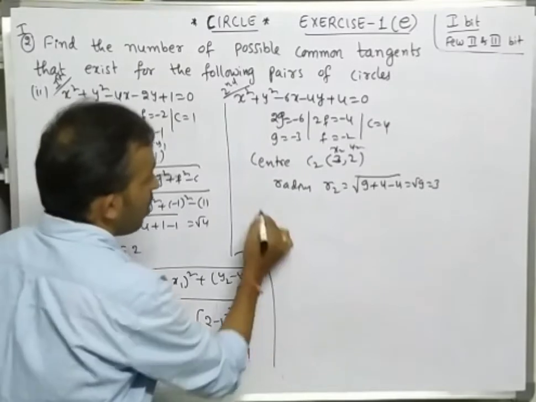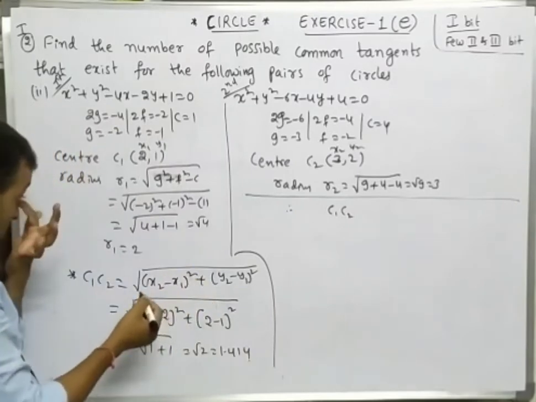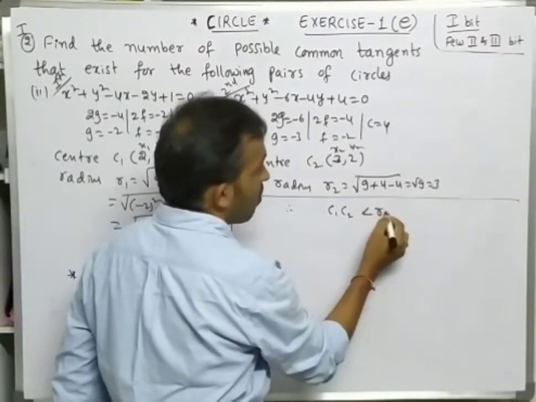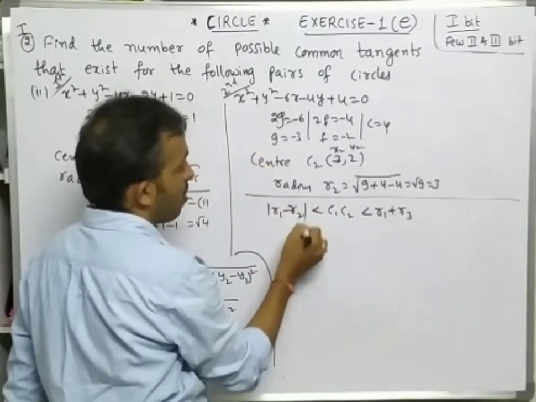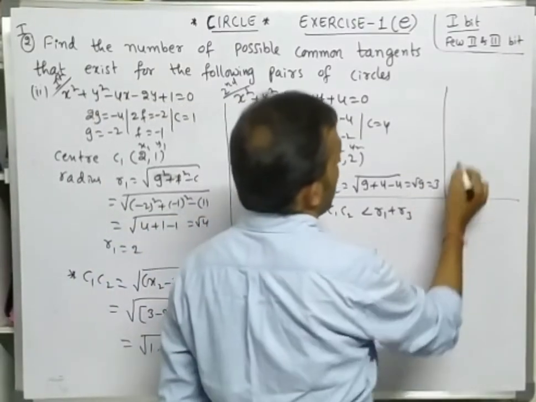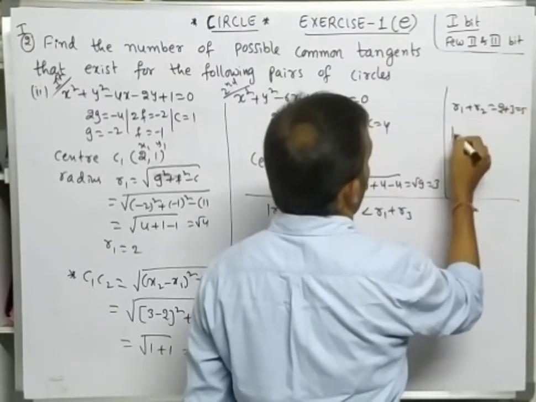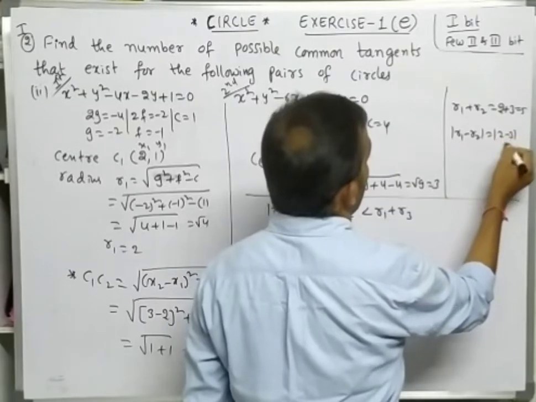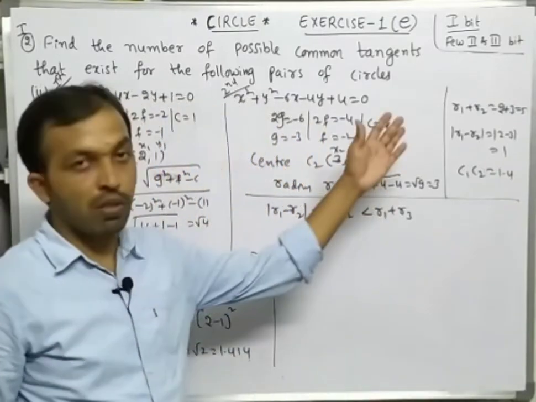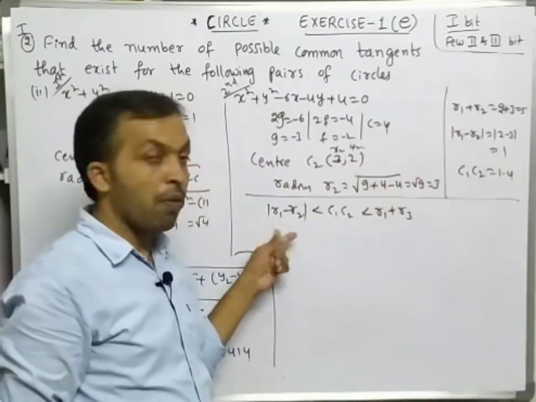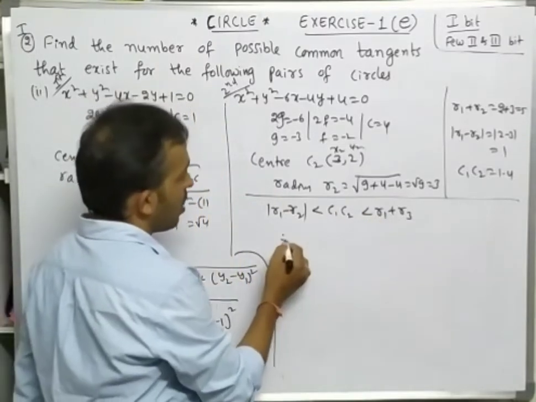Okay, so here the observation is C1C2 is 1.414, and R1 plus R2 is 2 plus 3, which is 5, which is greater than C1C2, which is greater than mod R1 minus R2. Otherwise, write the terms: R1 plus R2 is 2 plus 3, 5; mod R1 minus R2 is mod 2 minus 3, that is mod minus 1, 1; C1C2 is 1.4. So the relationship among those three is mod R1 minus R2 less than C1C2 less than R1 plus R2.